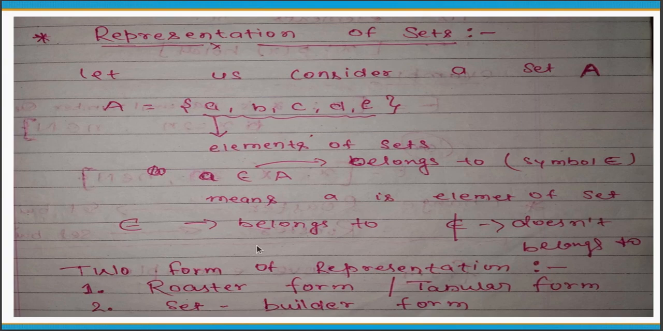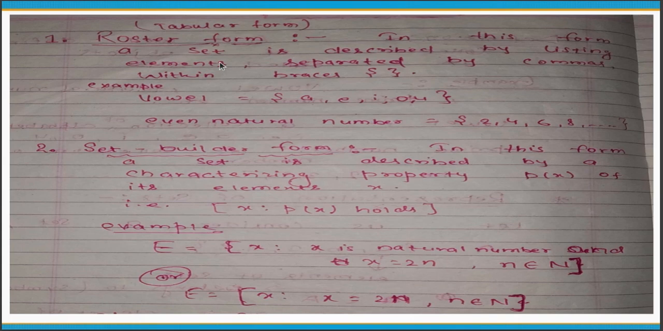There are two forms of representation of set. First form is roster form or tabular form. Second is set builder form. Now first see tabular or roster form. In this form a set is described by listing elements separated by commas within braces.